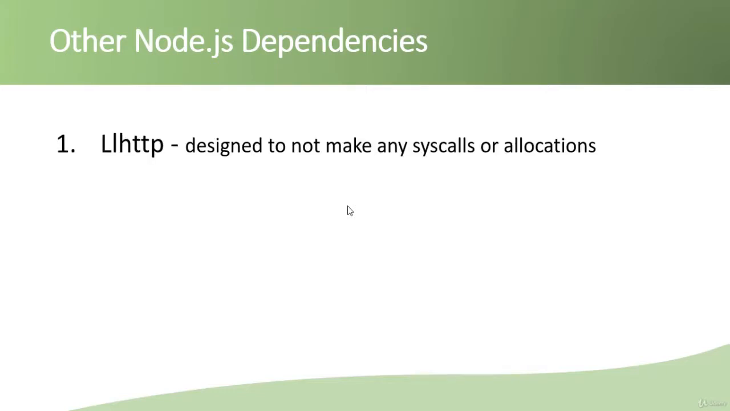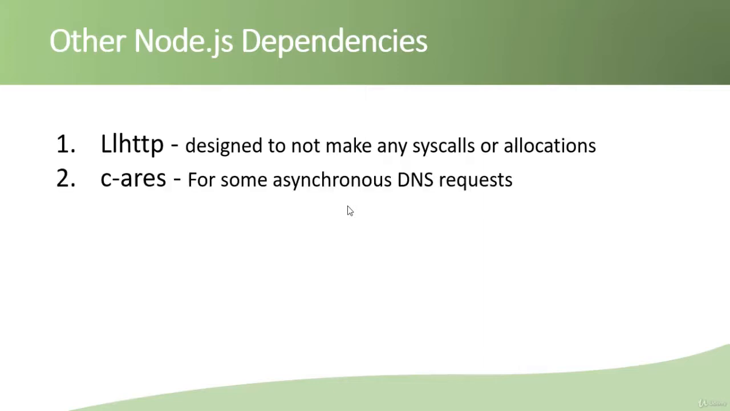Okay, the next thing is that we have some other dependencies on which Node.js also depends. The first one is LLHTTP, which is basically designed to make HTTP parsing without any synchronous calls or allocations. Next we have c-ares. C means the C language, so this is a library of the C language. This c-ares is used for asynchronous DNS requests.